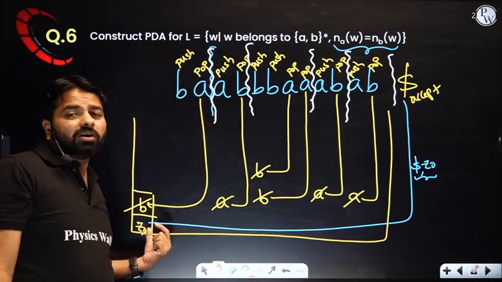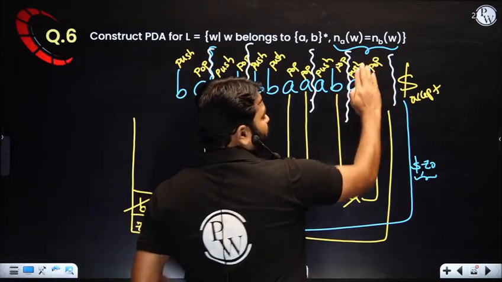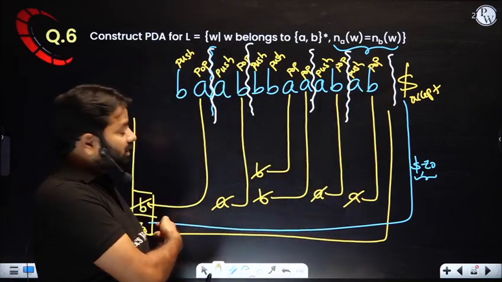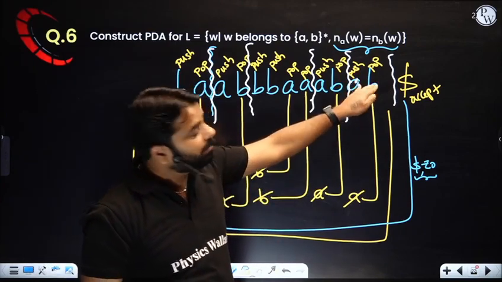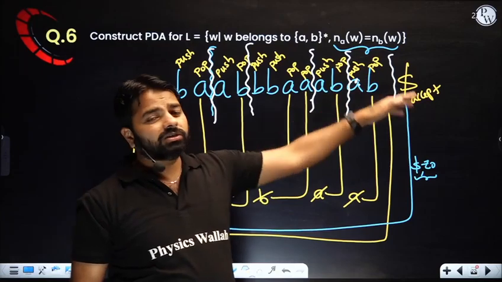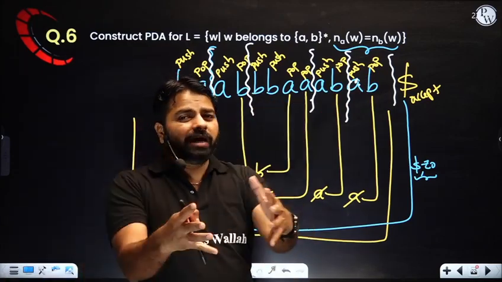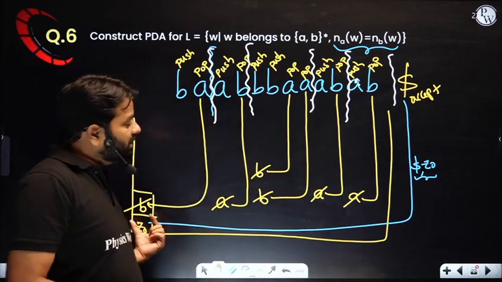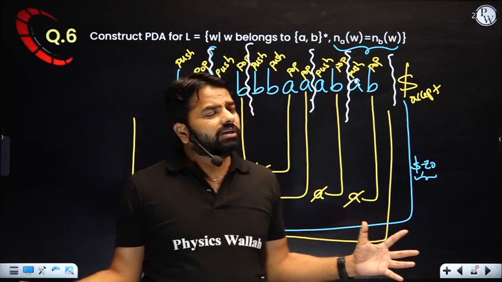So that's a very beautiful concept, right? And suppose this B is not there. Then who will be left on the stack? A. If in place of A you have only this B, then B will be pushed. When dollar comes, who is there on the stack? A means A's are more. If B is there, B's are more. If nobody is there, only Z naught is there, means both are equal. So these are the three conditions we are going to design for.